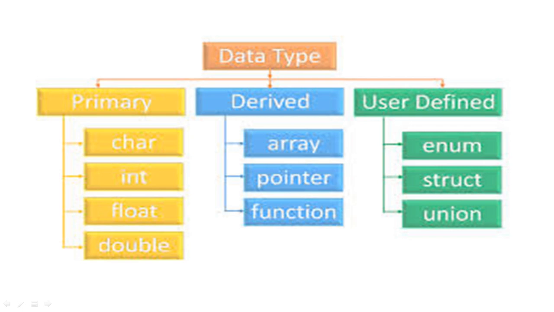And the derived data types: array, pointer, function. These are extracted from the basic data types. And then user defined: enum, struct, and union.